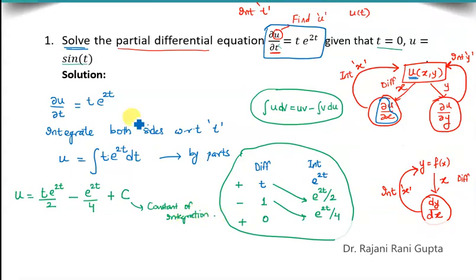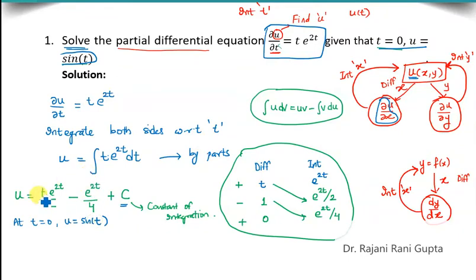Okay, let's begin. Now we have this constant of integration c. What else can we see in the given question? It is given that at t equal to 0, u is equal to sine of t. So this initial condition is given to you, and it will help you find the value of c. So what is given? At t equal to 0, u is sine t.